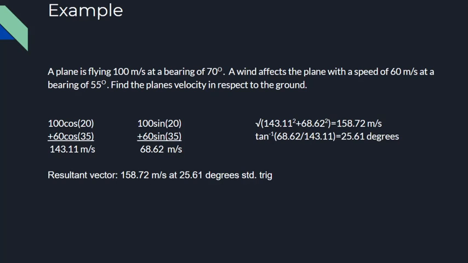To find the magnitude, you want to use the Pythagorean theorem, so you square root the horizontal squared plus the vertical squared values, which are 143.11 and 68.62, which gives you a value of 158.72 meters per second. To find the direction, you want to take the tangent inverse of the vertical over the horizontal values, which are 68.62 over 143.11, which gives you 25.61 degrees. So your total resultant vector is 158.72 meters per second at 25.61 degrees standard trig.